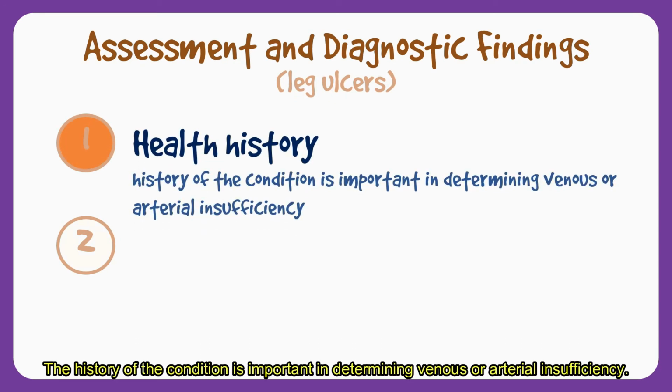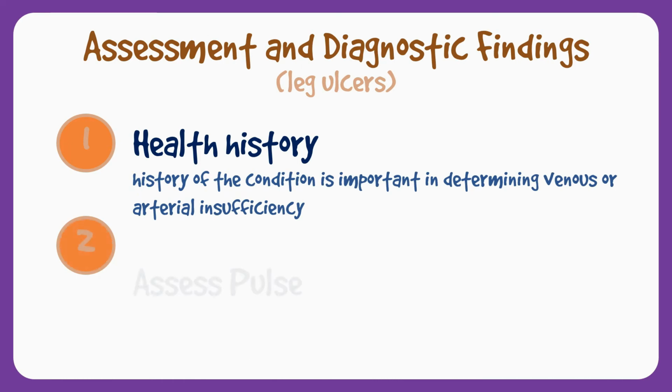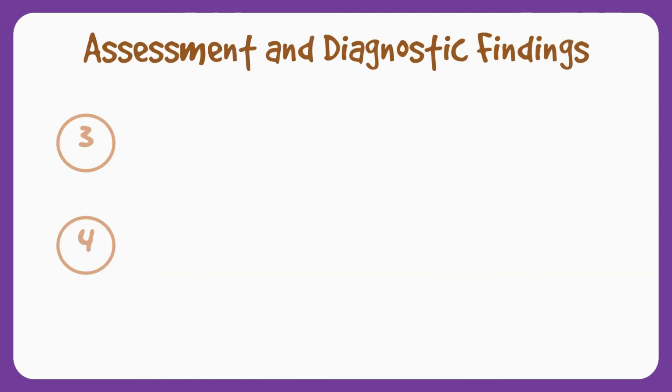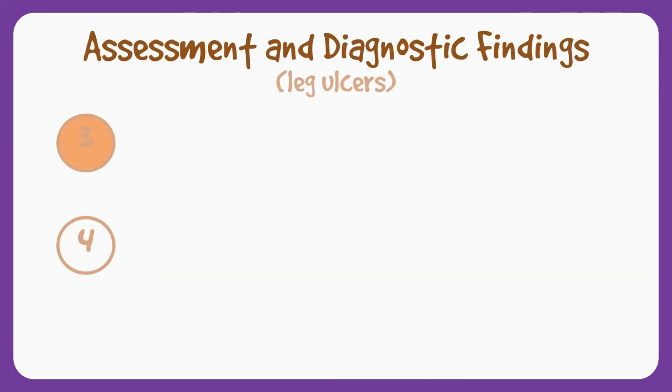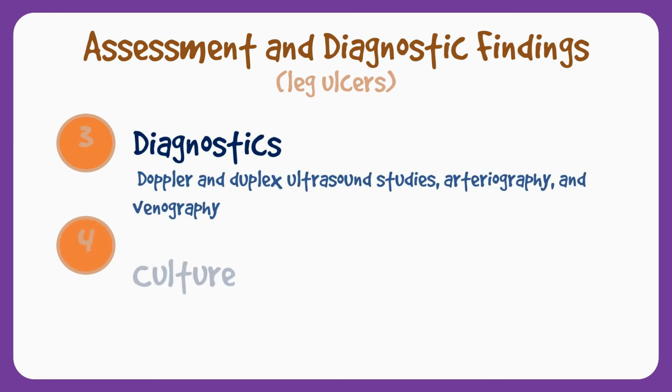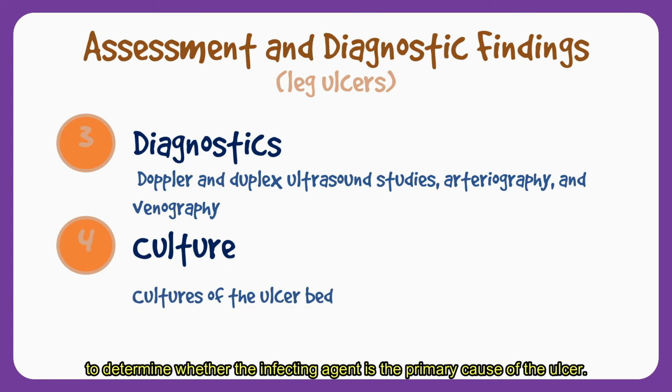The history of the condition is important in determining venous and arterial insufficiency. The pulses of the lower extremities are carefully examined. The diagnostics and the culture are to determine whether the infecting agent is the primary cause of the ulcer.